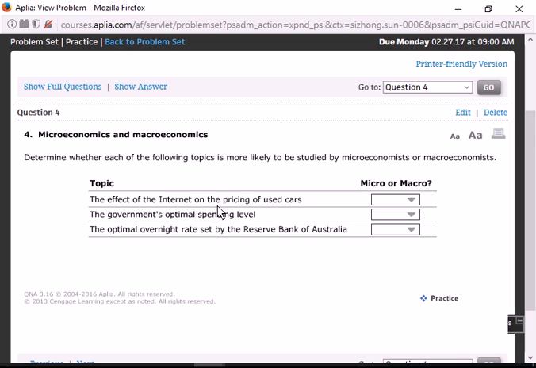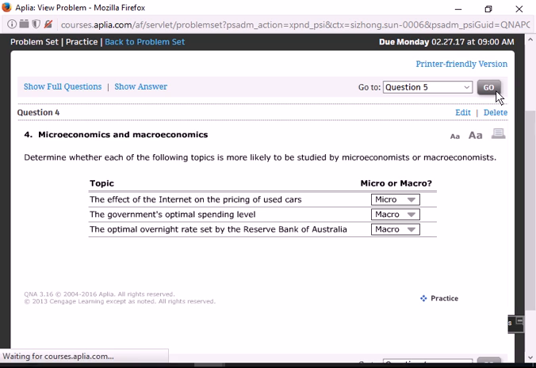The effect of the internet on the pricing of used cars looks at the second-hand car market, so it's a topic of microeconomics. The government's optimal spending level is government fiscal policy, so we are treating the economy as a whole. So that's macro. Similarly, the optimal overnight rate set by the Reserve Bank of Australia: RBA is the central bank. Central banks control monetary policy. So again, it's macro. So that's question 4.